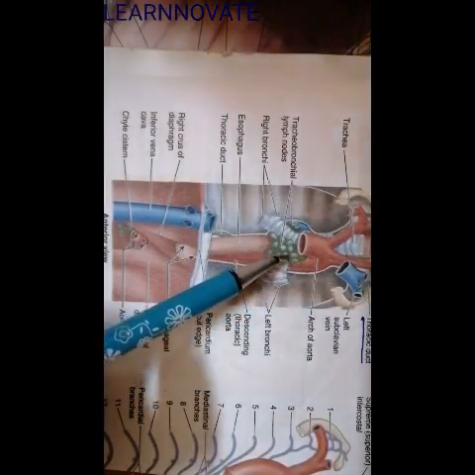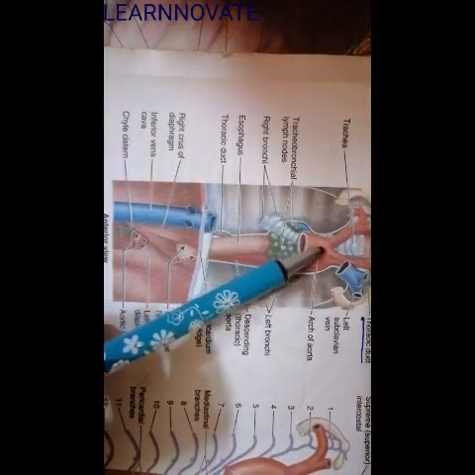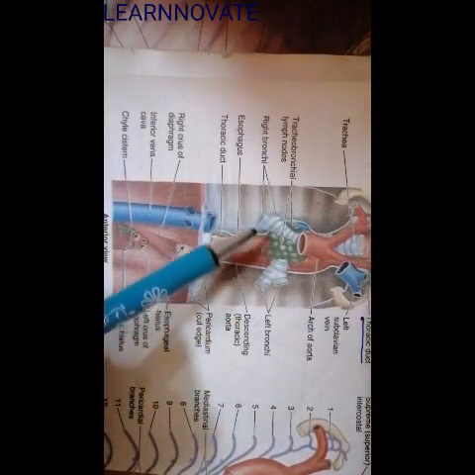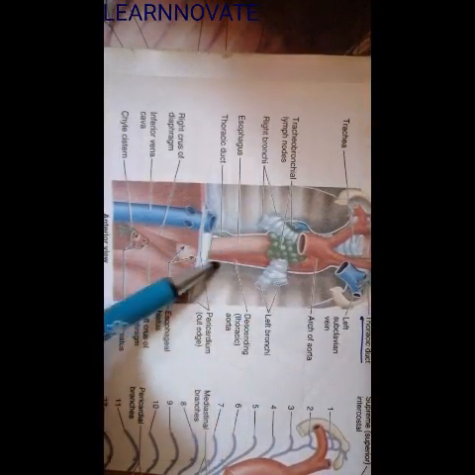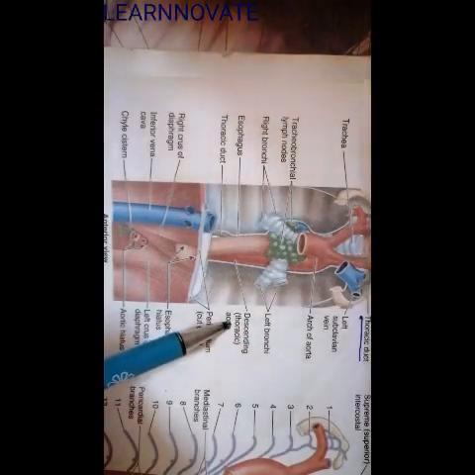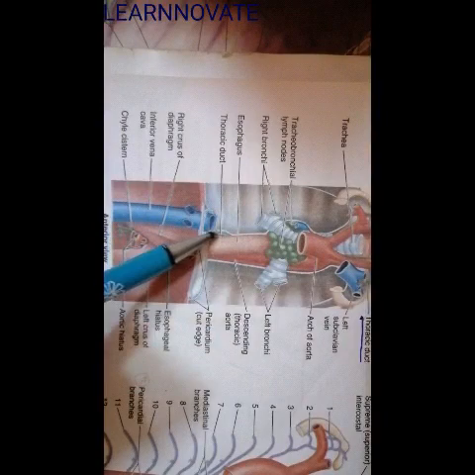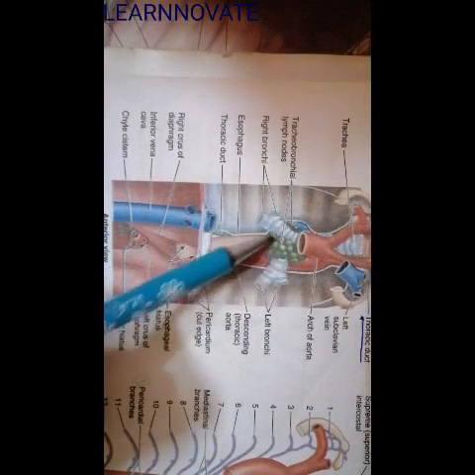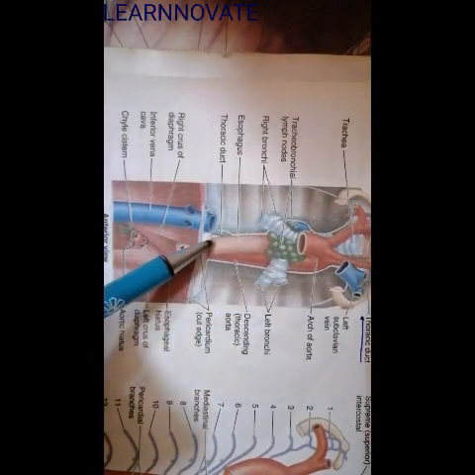This posterior mediastinal cavity contains the aorta, that is the thoracic aorta. Here you can see this thoracic aorta having the ascending branch, the arch of aorta, and the descending aorta, that is called the thoracic aorta. The other structure we can see is the thoracic duct. Here you can see this is the small thoracic duct that is a continuation of the tracheobronchial lymph nodes.